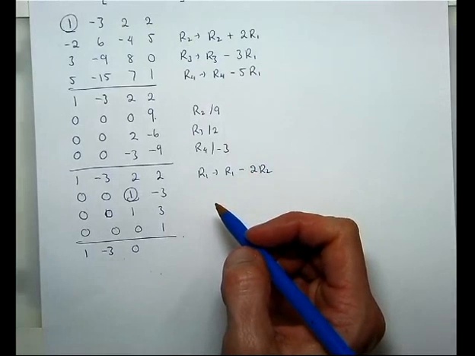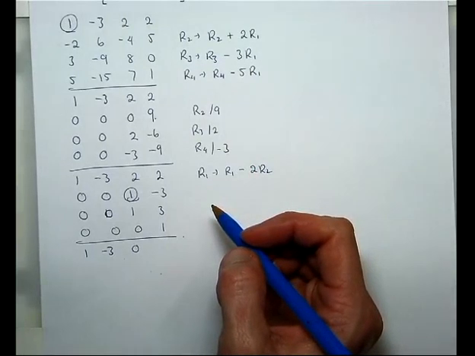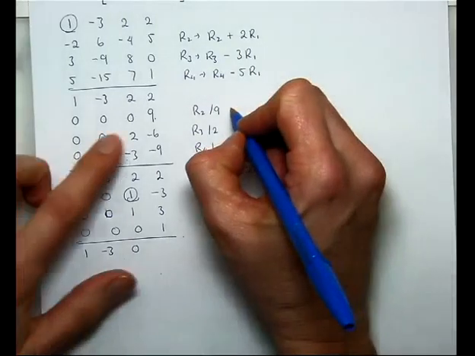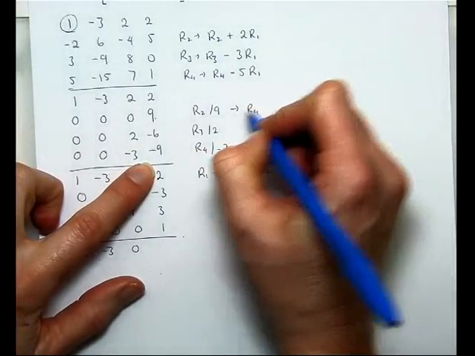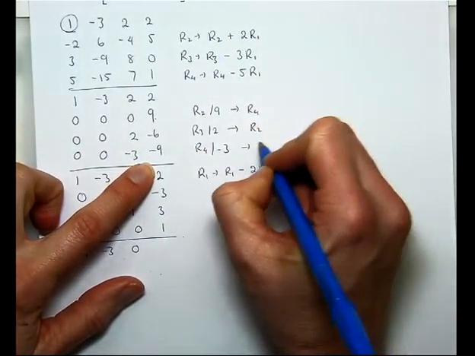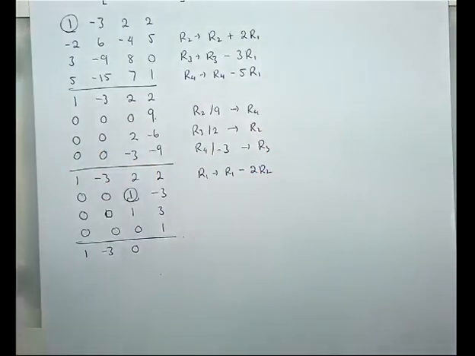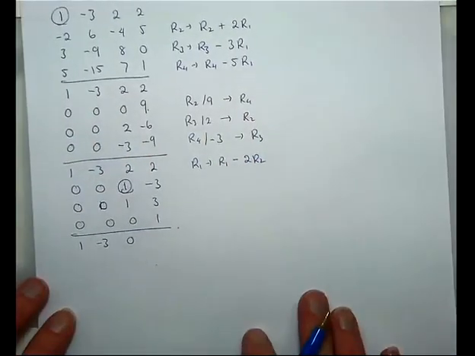Did I stuff something else up? Did I? Pardon? No, I didn't write that they swapped. And then I'm going to send this to row 4. This one's going to go to row 2, and this one's going to go to row 3. Does that make sense? Yeah?